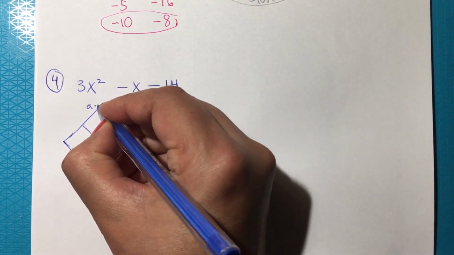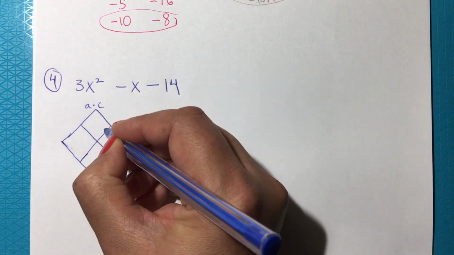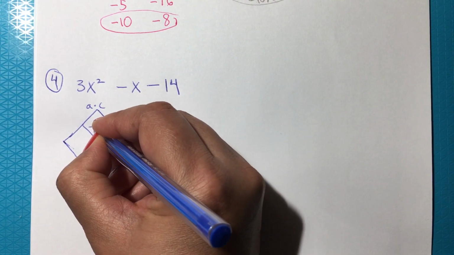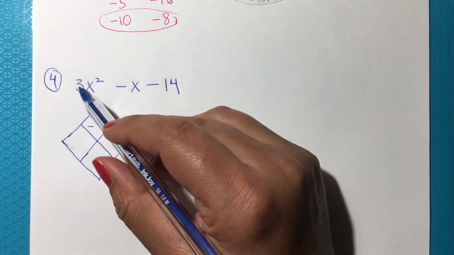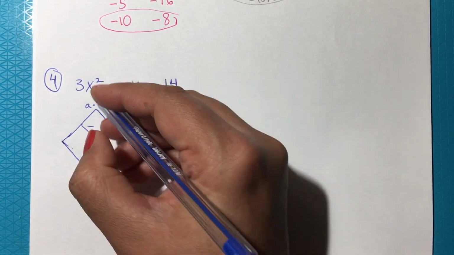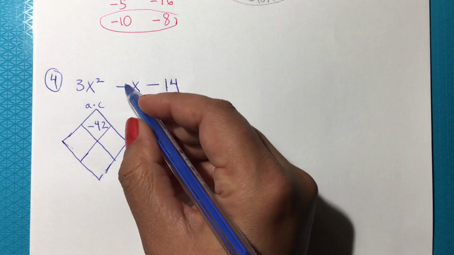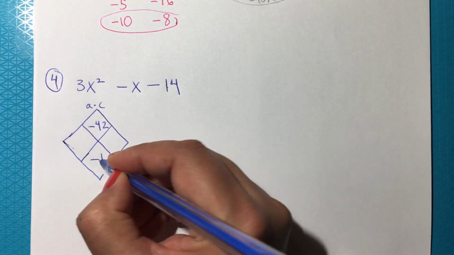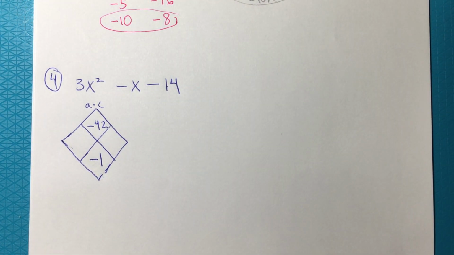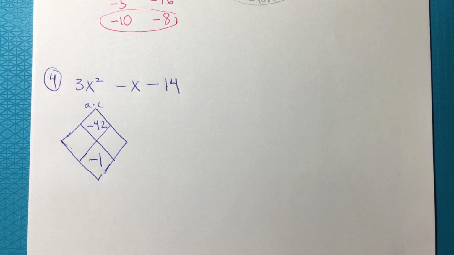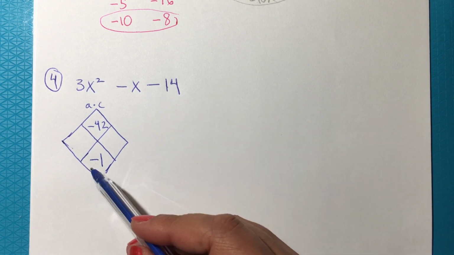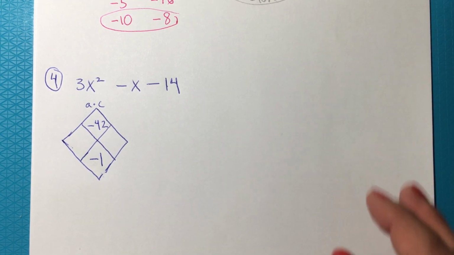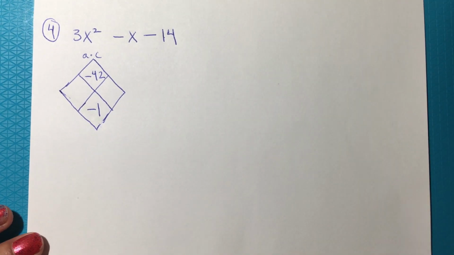Again, a times c. So 3 times negative 14 is negative. 3 times 4 is 12 and carry 1. 3 times 1 is 3 and 1 is 4. So negative 42. The middle term is negative 1. That's a little easier because it's a smaller number. And what are two numbers that multiply equals negative 42 but subtracted equals negative 1? But again, if you're not sure, you can do the list.